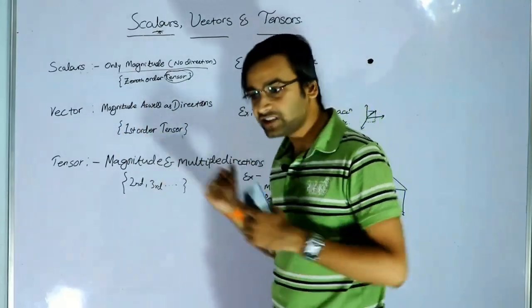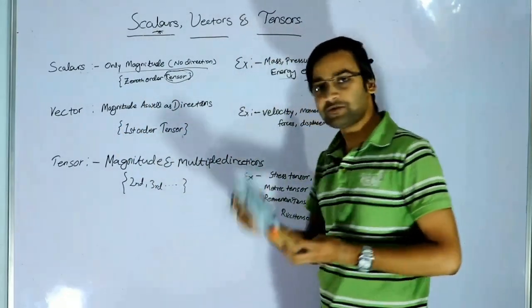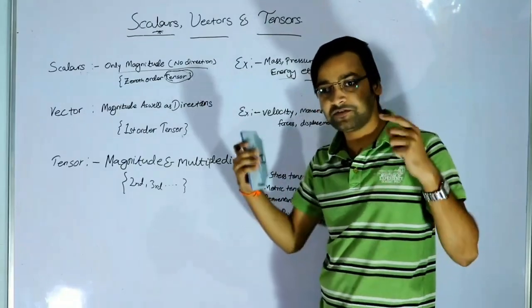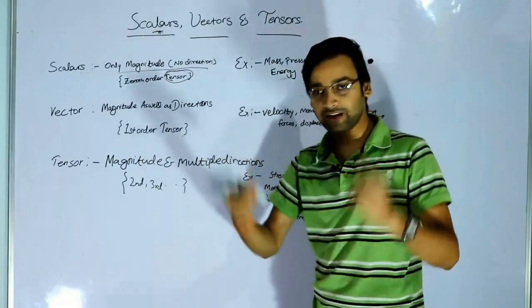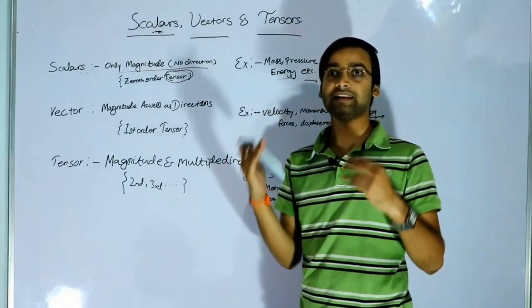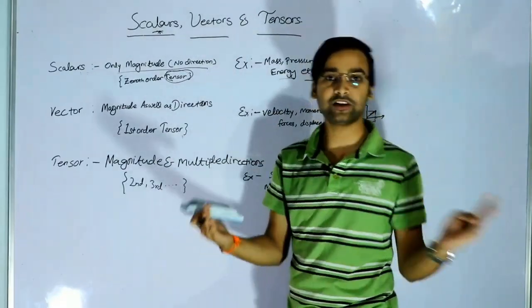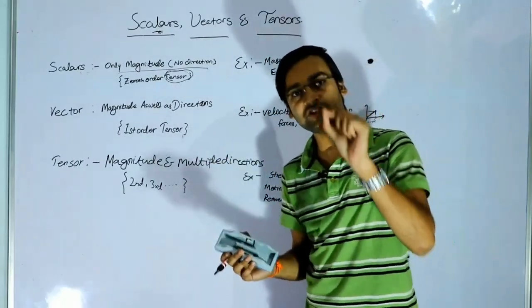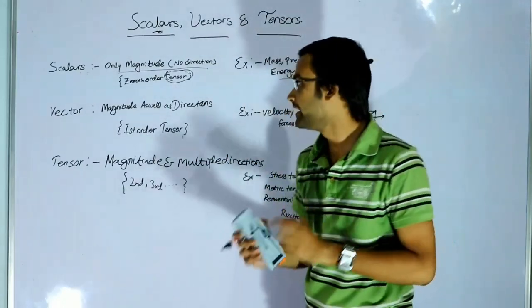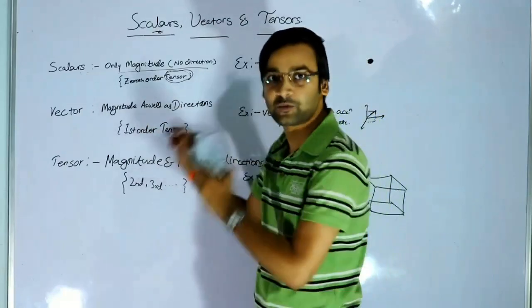Then we'll come to the vector. Now the question is, suppose I am driving my bike at 50 km per hour. Now someone will ask, in which direction are you driving? Where are you going? Maybe I can say, I am going to the north, I am going to the east. That means there is a question of direction. This is called the vector quantity.